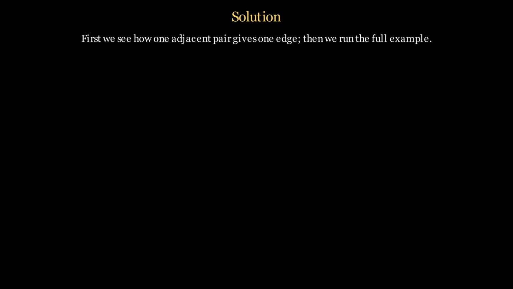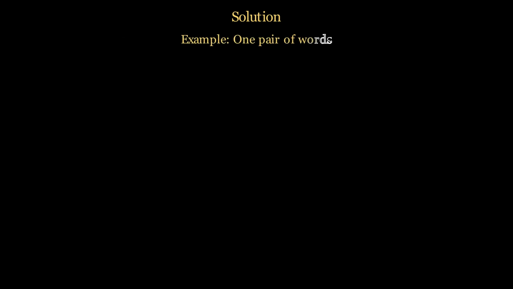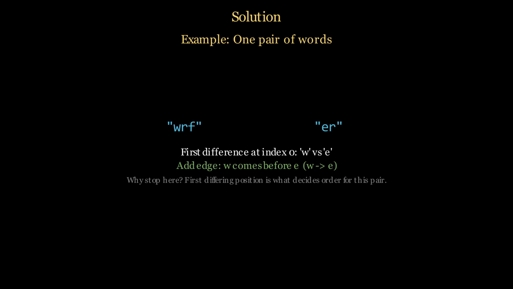In the solution we first see how a single pair of adjacent words yields one edge. Then we run through the full example with all pairs. For the pair WRF and ER, we compare index 0, W versus E. They differ, so W comes before E in the alien alphabet. We add a single edge from W to E and we're done with this pair. We stop at the first difference because in dictionary order, that's the only position that tells us which word comes first for this pair. We don't need to look at later positions.